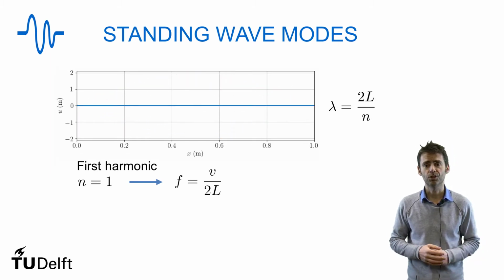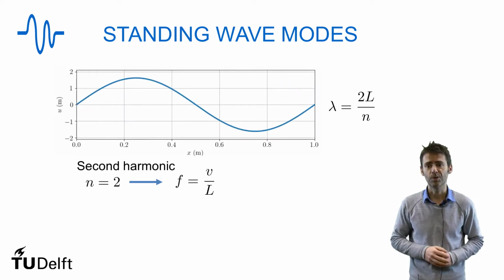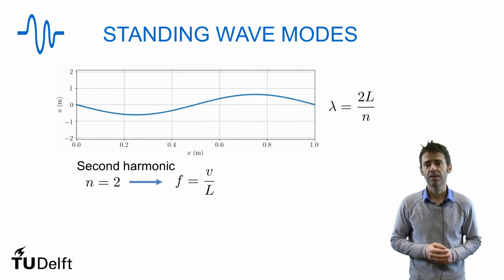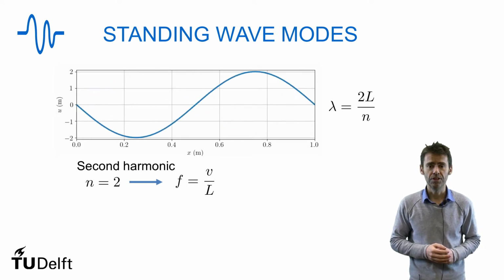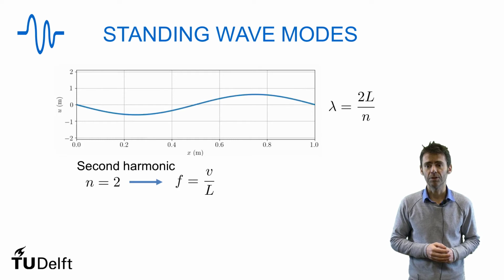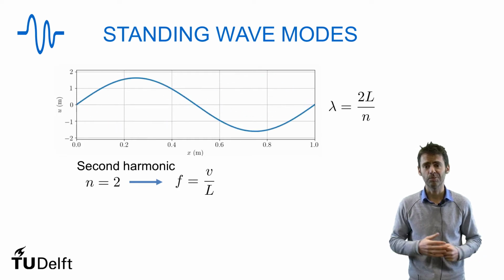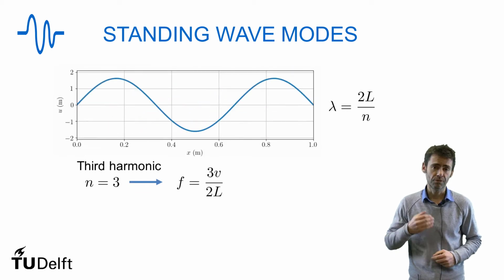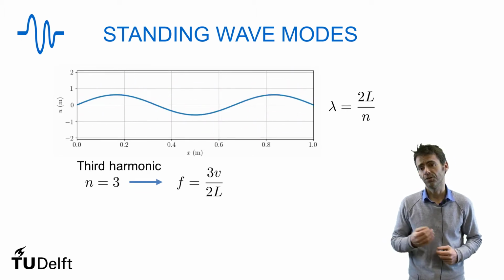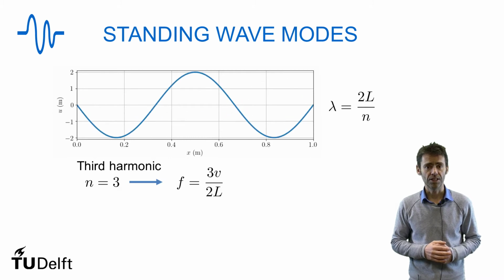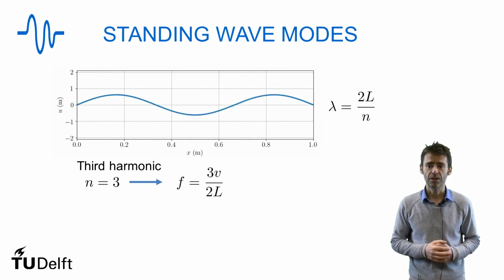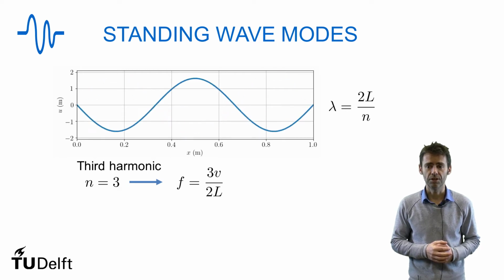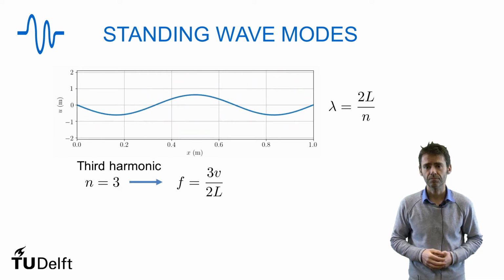We can have other solutions as well. So for example, looking at the second harmonic. In this case, the wavelength is equal to the length L, and we get a frequency V divided by lambda, is V divided by L. This is what is called the second harmonic. Also, we can have a third harmonic and a fourth and a fifth harmonic. In the third harmonic, the wavelength is equal to 2/3 of L, and the frequency f is 3 times the velocity divided by 2 times the length.